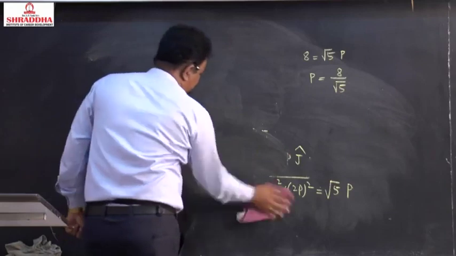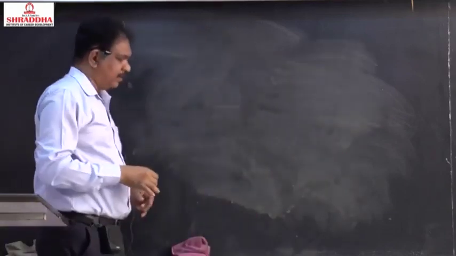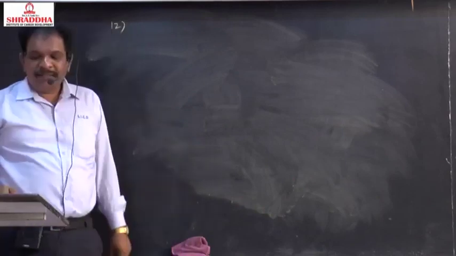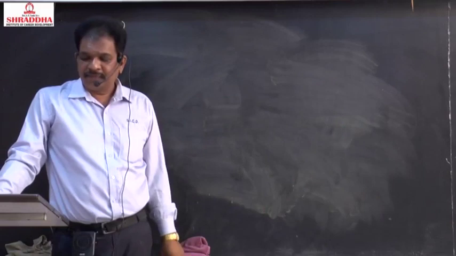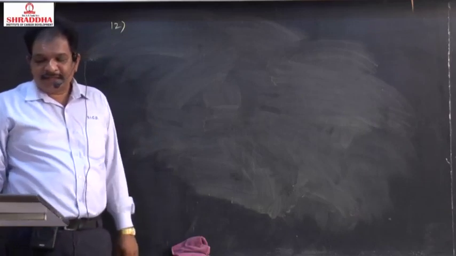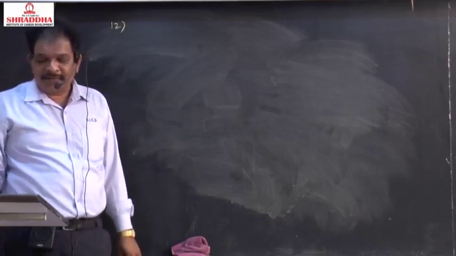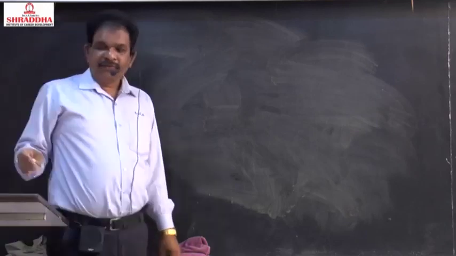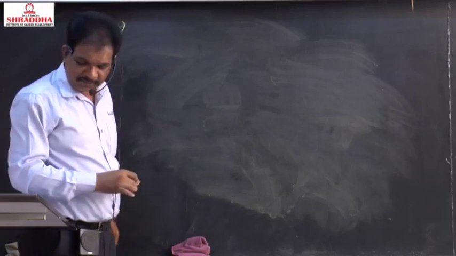Question number 12. See what they are asking. BC is divided into 4 equal parts, P, Q, R. The resultant of AB bar and 3 AC bar is how much? So, see what they are asking.